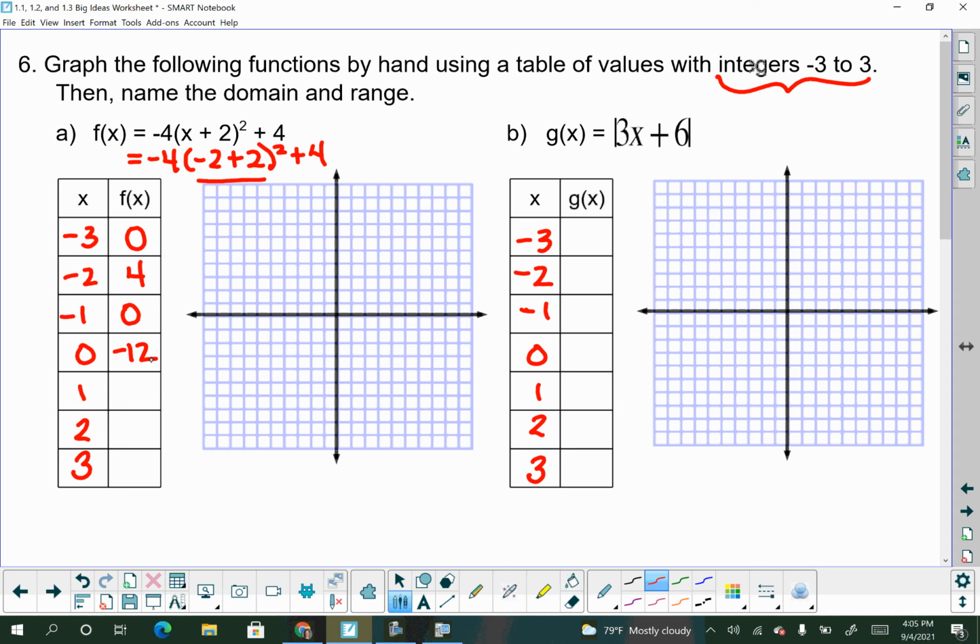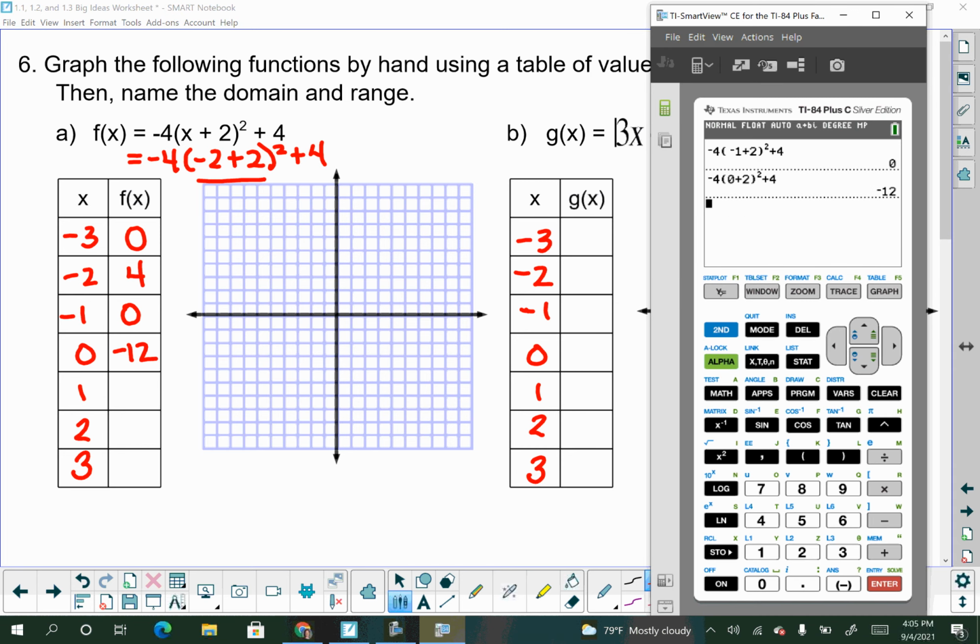Another way to fill this table out is I could go to y equals. Clear out my equation I have, and let's put our equation in.